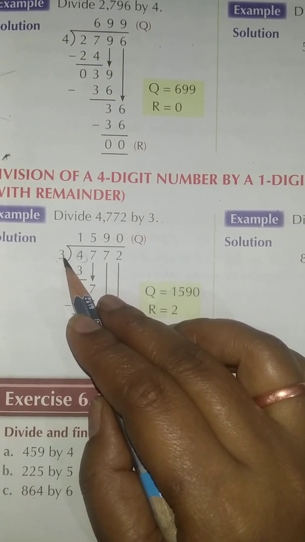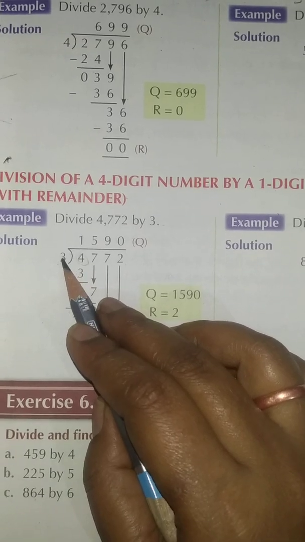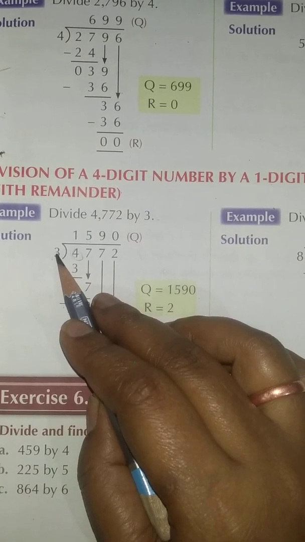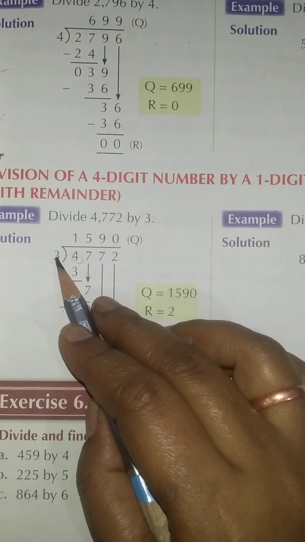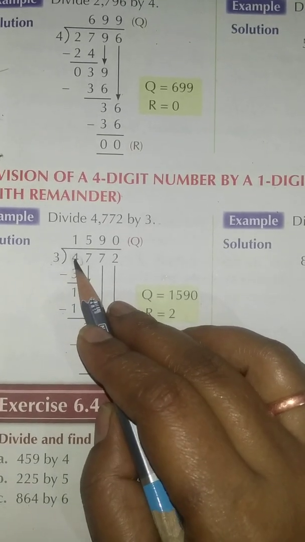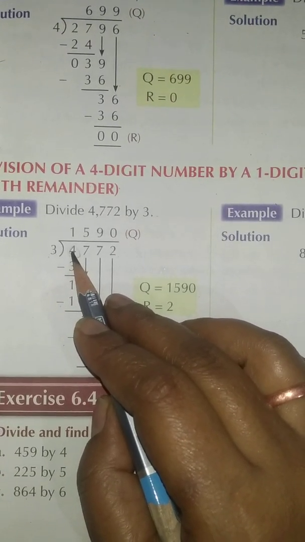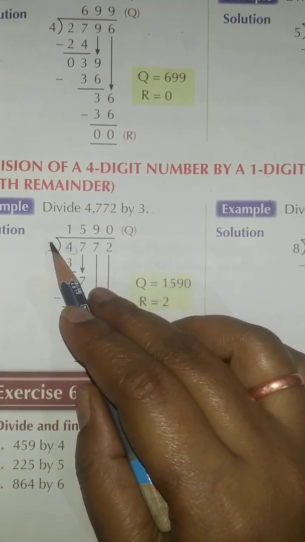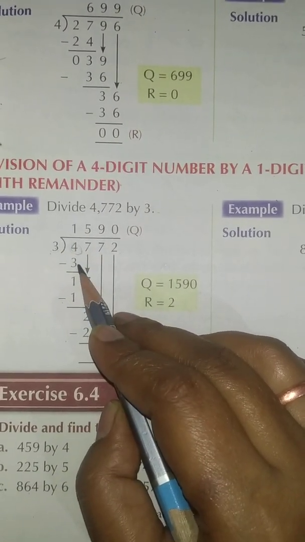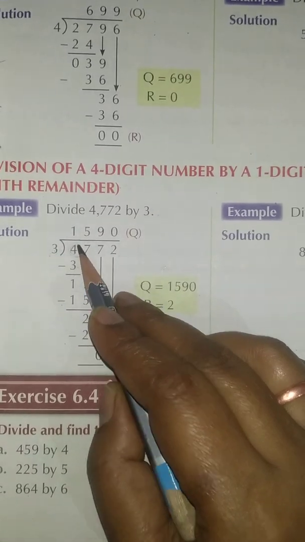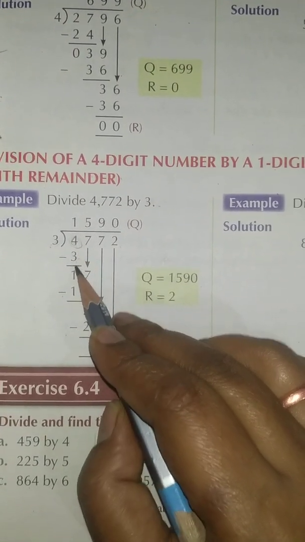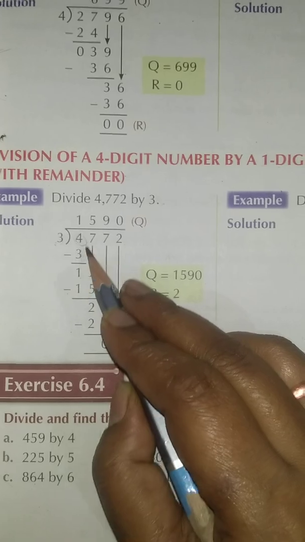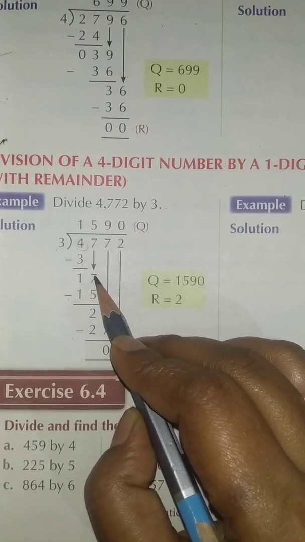Yes or no? Yes. So what we will do, we will read the table of 3. 3 ones are 3, 3 twos are 6. As 6 is greater than 4, we cannot take 6, we have to take less than 6. So what is less than 6? 3. So 3 ones are 3. Now we have to subtract 4 minus 3. So 4 minus 3 is how much? 1. Then we bring down 7.